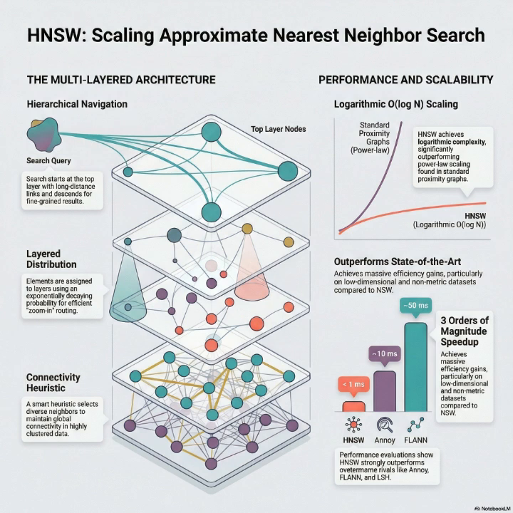So M is the friendship limit. If I already have M friends and a new, better friend comes along, what happens? You have to dump one of your old friends. The algorithm is dynamic. It will prune the connection to the farthest neighbor in your current friend list to make room for the new, closer one. It's constantly rewiring itself to keep the best connections.